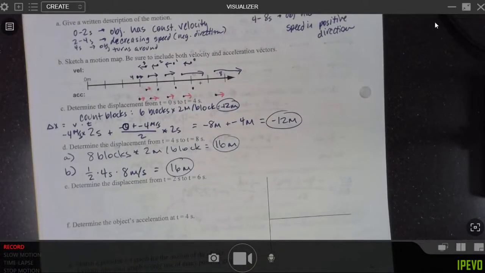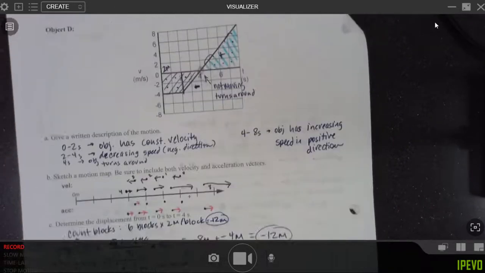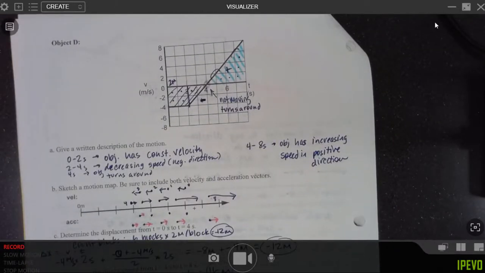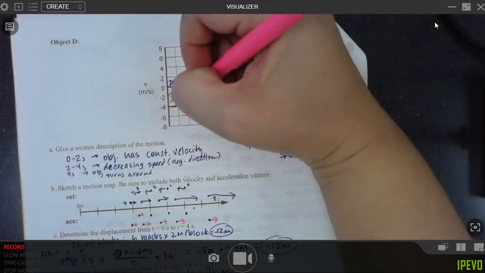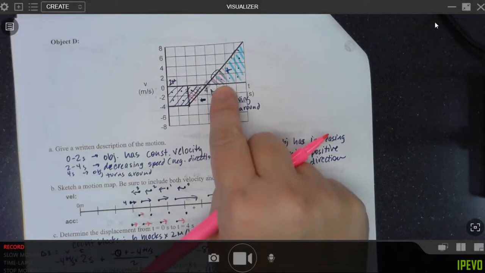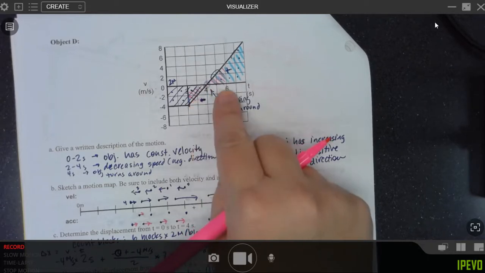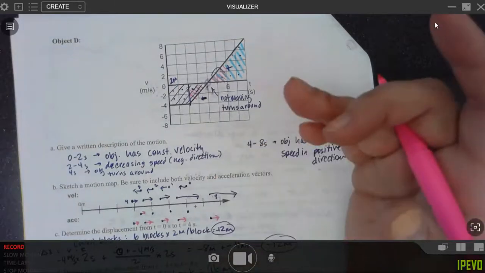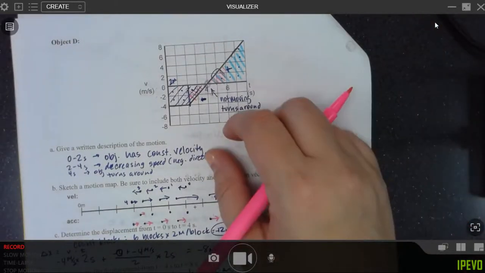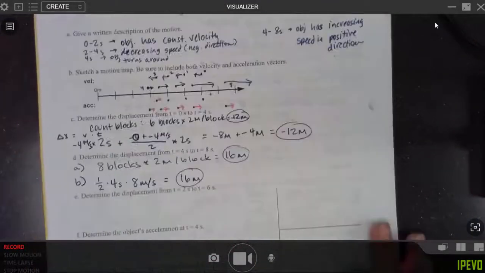Next one is trickier. Determine the displacement from 2 to 6 seconds. All right, guys, 2 to 6 seconds is this. What do you guys notice about the area on both sides? Is the number of blocks the same? But one is positive and one is negative? So what's the total going to be? What's our total displacement going to be then? What do you guys think?